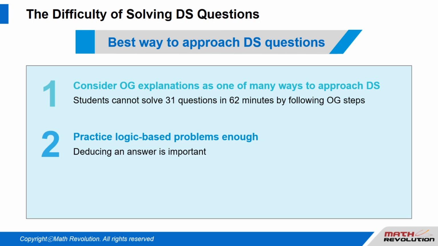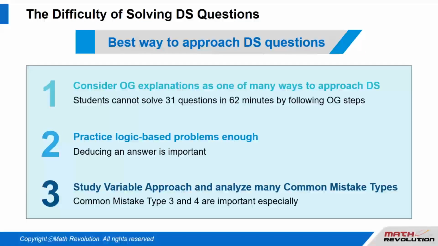DS questions are difficult because they are unfamiliar. You should approach the questions logically. Finally, when solving DS questions, students should know and understand the many common mistakes made in the process. It is also important to study the variable approach and analyze these common mistake types. It is a sure way to achieve scores above 49, 50, and 51 on the GMAT math. Be sure to study the variable approach, especially common mistake type 3 and 4.